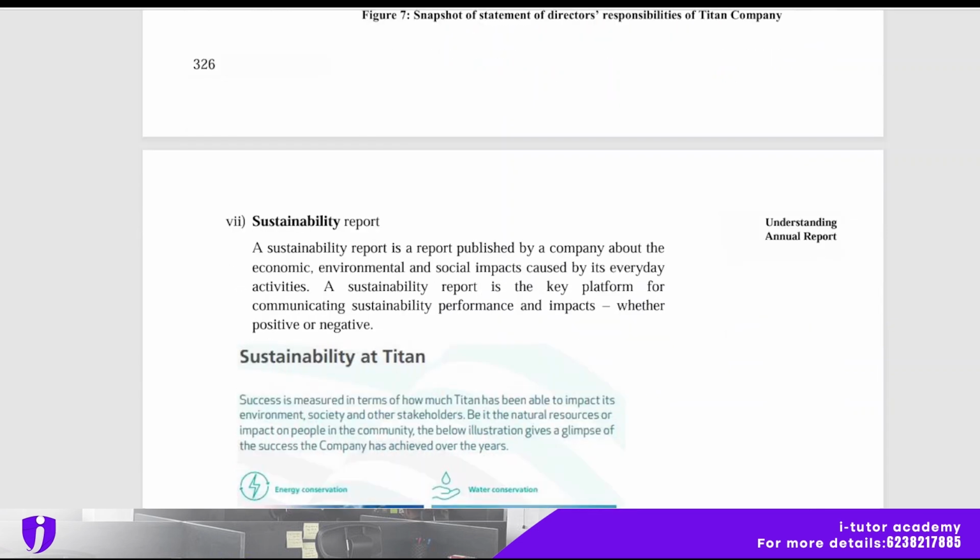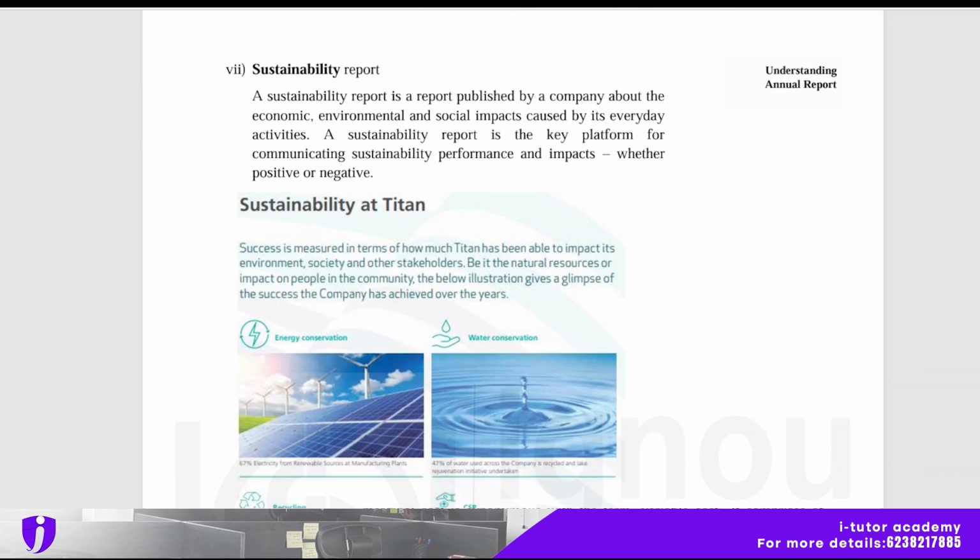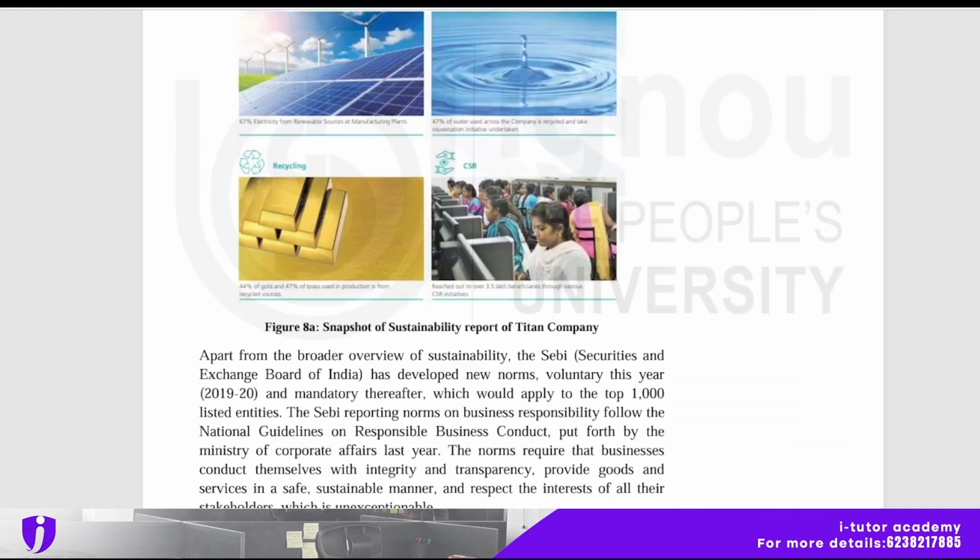And a sustainability report is a report published by a company about the economic, environmental and social impact caused by its everyday activity. A sustainability report is the key platform for communicating sustainability performance and impact, whether positive or negative. And the sustainability report of Titan is here. And next is here also a report.